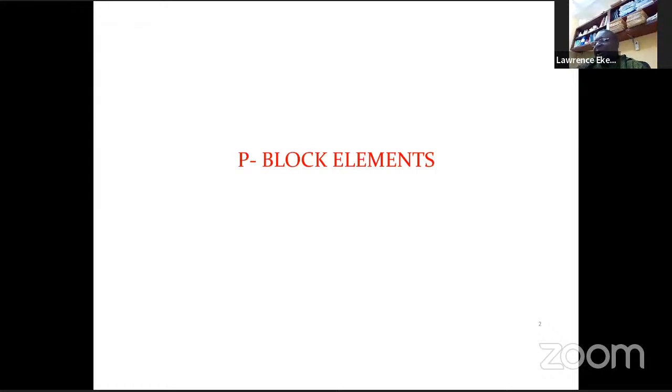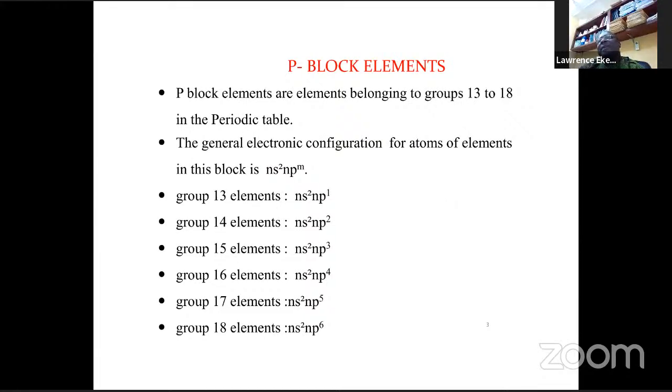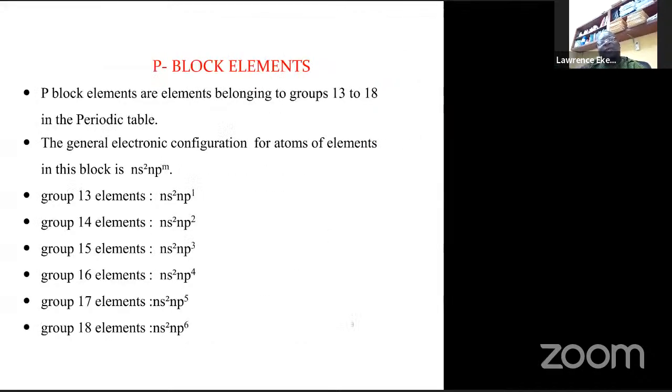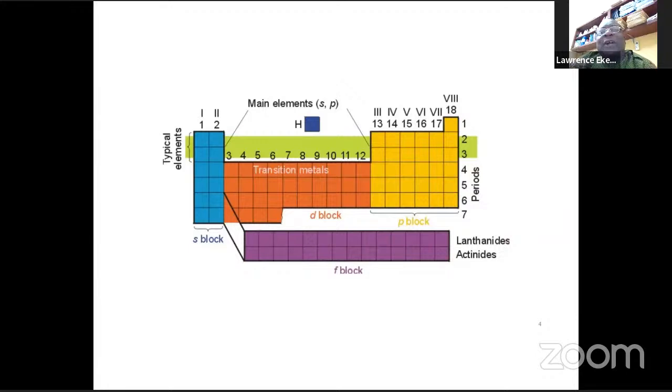The P block elements include the boron family, the carbon family, the nitrogen family, the oxygen family, the fluorine family, and the neon family. And if you look at the periodic table, the P block elements are those painted yellow, from the third group to the 8th group in the periodic table. You look at it, they are the ones that are painted yellow.